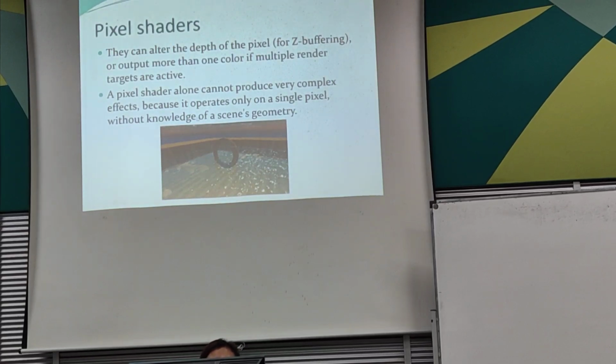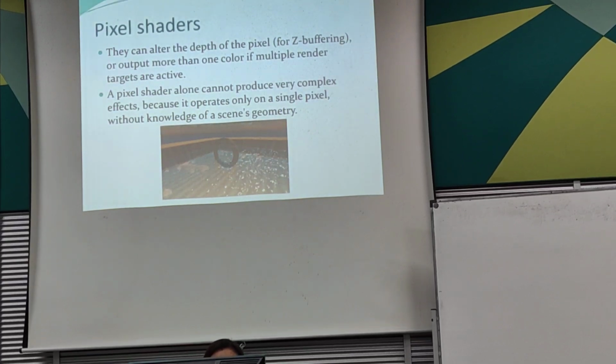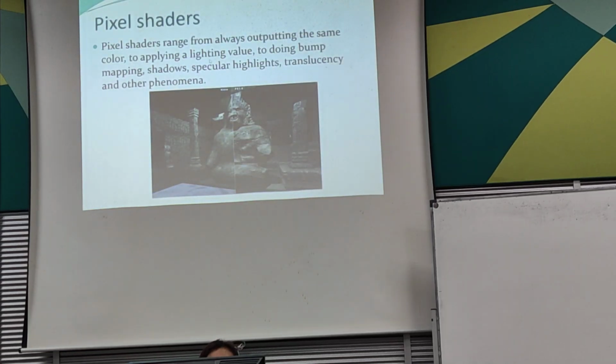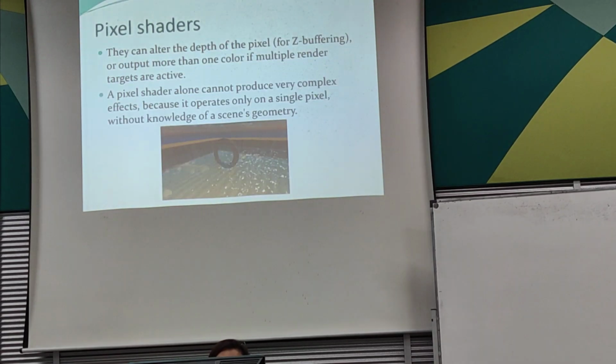A pixel shader alone cannot produce very complex effects, because it's only working on a single pixel without the knowledge of the scene geometry. So if you want to calculate the pixel value, you need to have the knowledge of the scene. It means together, not only the multiple render targets, you have to know all this as well: what are the lighting values, what are the bump map and normal map values, the shadow, the highlights, the transparency. Must have all, then only you can produce a complex effect like this using pixel shader.